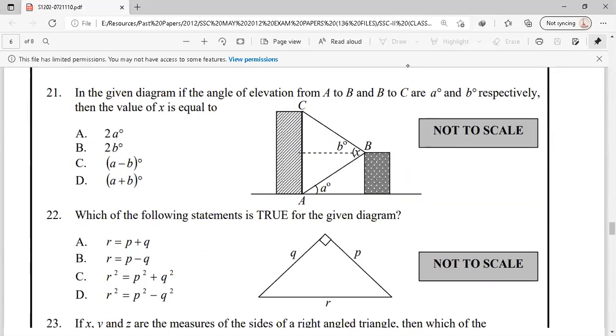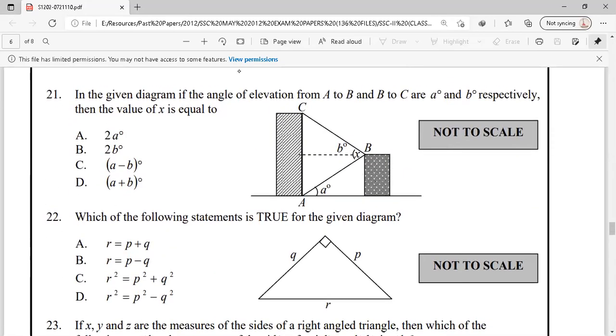Then we have question number 21 and 22. In the given diagram, the angle of elevation from A to B is alpha and from B to C is beta degrees. We have to find the value of x. So this dotted line is parallel to the horizontal. This means that this angle will be equal to alpha and this elevation is equal to beta. x is the sum of these two angles, so x will be equal to alpha plus beta. So option D is the right answer.